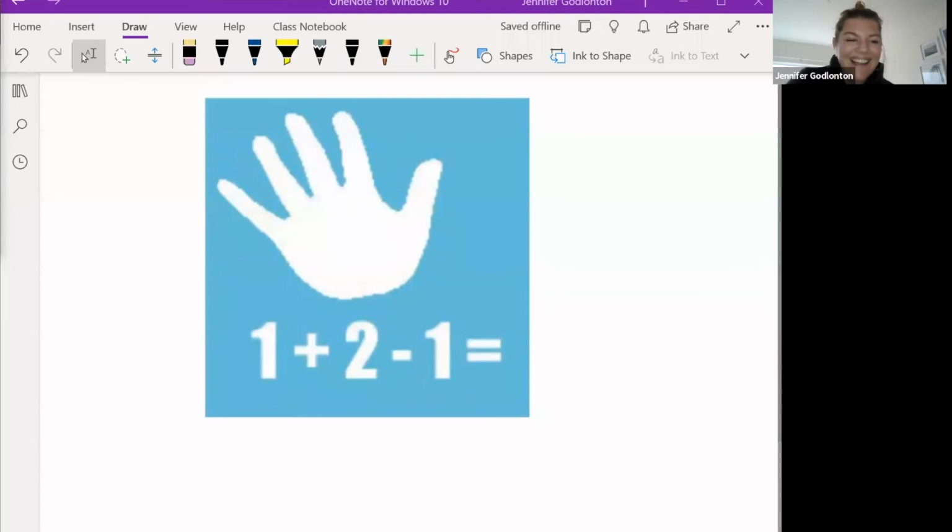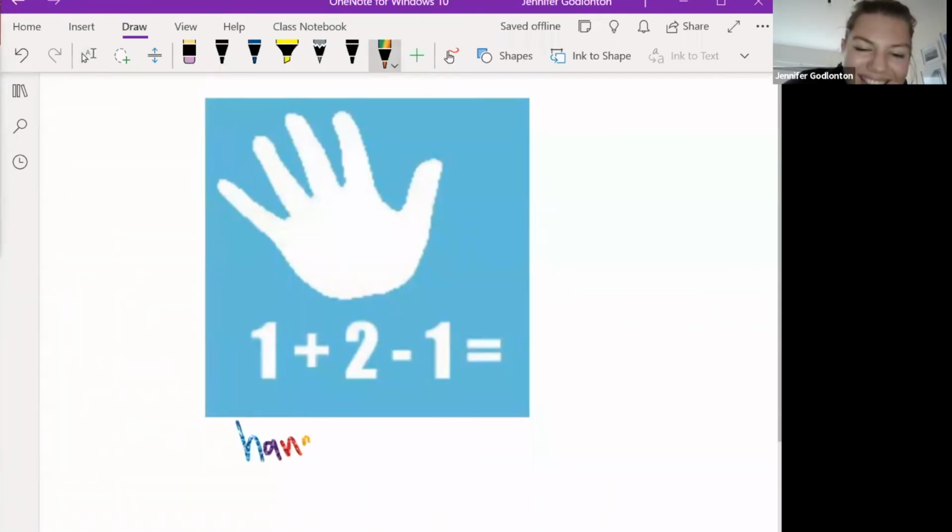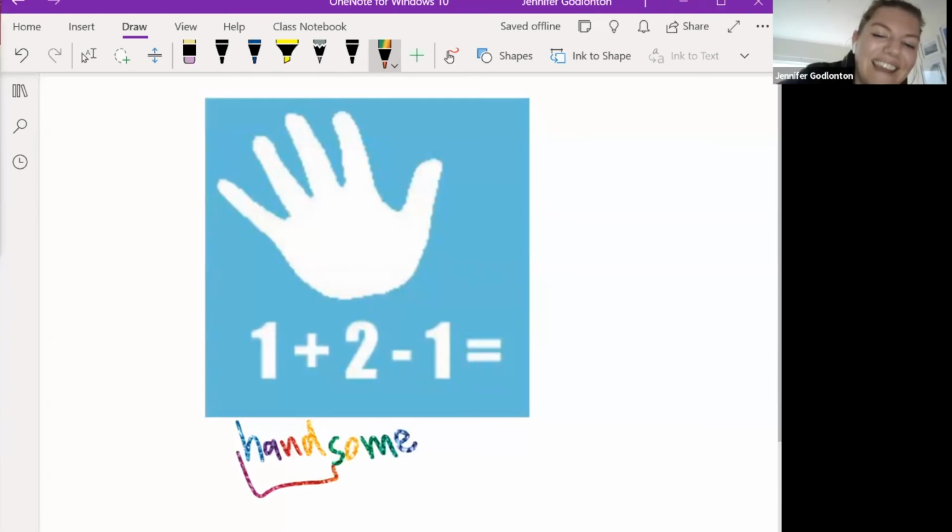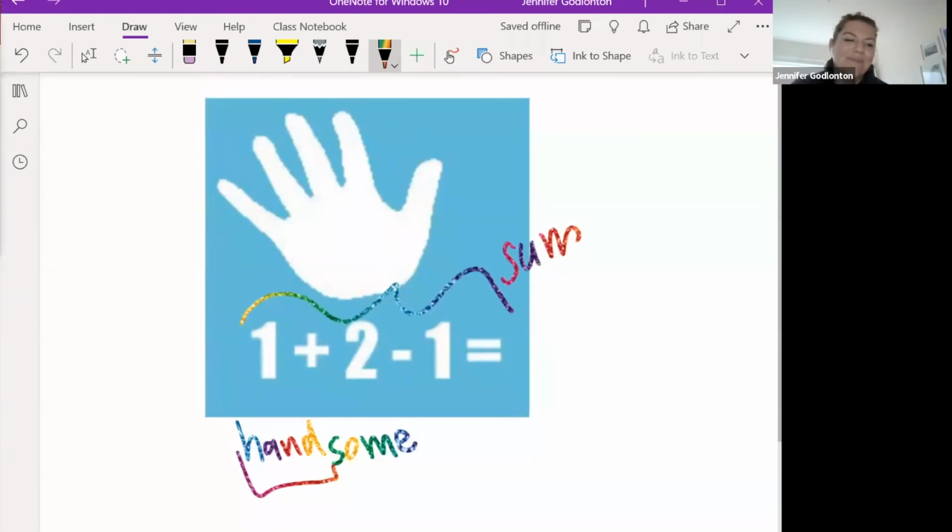Ah, yes. They got it. Handsome. Handsome. Very well done. So the hand came from the hand, and this was a thumb. So it was sum of the numbers. Handsome.